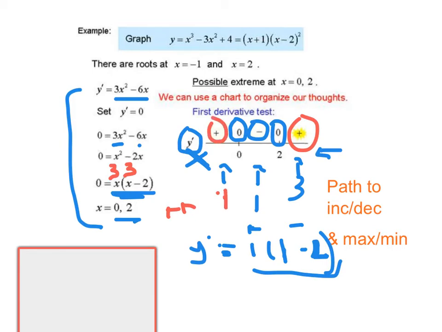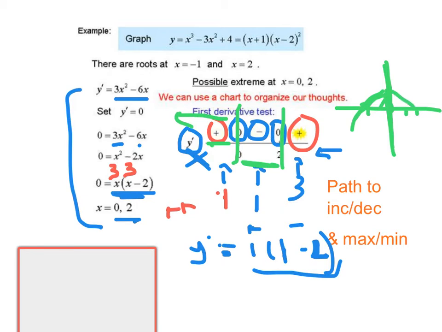Well, what does that tell us? I'm going to use green here. That tells me that in this interval, all the way to negative infinity, the first derivative is positive. Therefore, thinking about this graph, where 0 is on the x-axis here, that function is going to be increasing, going upward. And then in this interval, from 0 to 2, and 2 would be right here, it's going to go down. And then from 2 to infinity, it's going up.